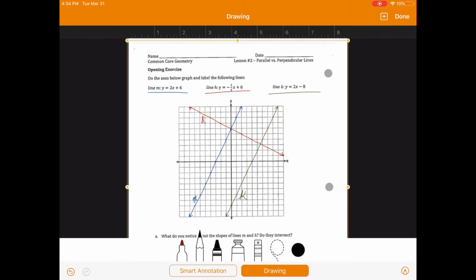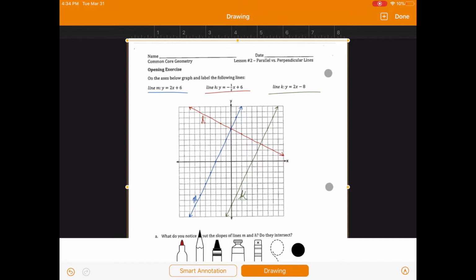Okay, so this is lesson 2. In lesson 2, you should have already done the opening exercise. I'm always going to start with the opening exercise. You should always try and do it on your own first. For the 3 lines that we've got up here, I color-coded them so you can see them all at once.